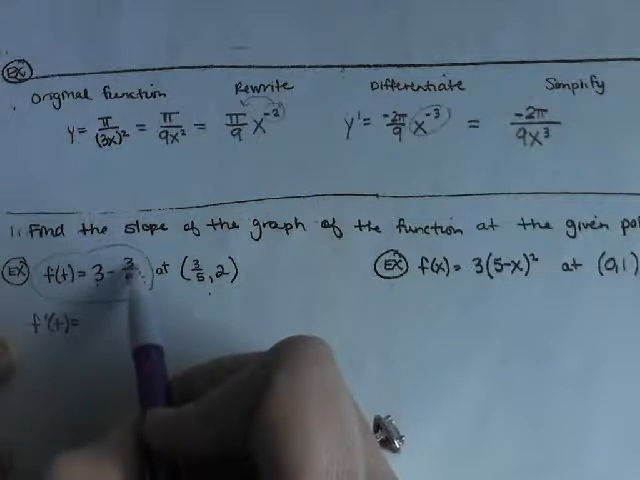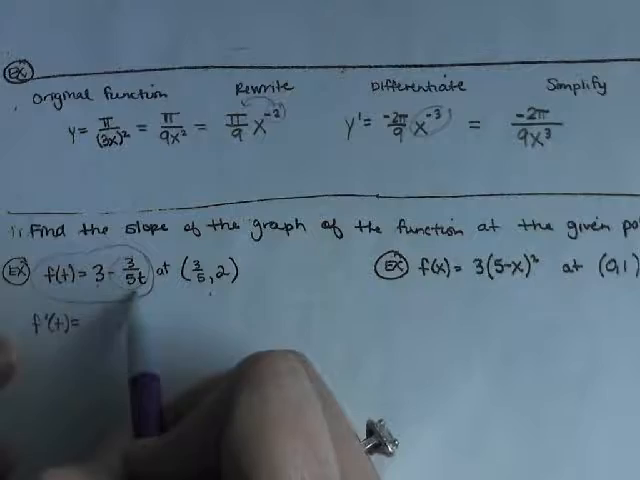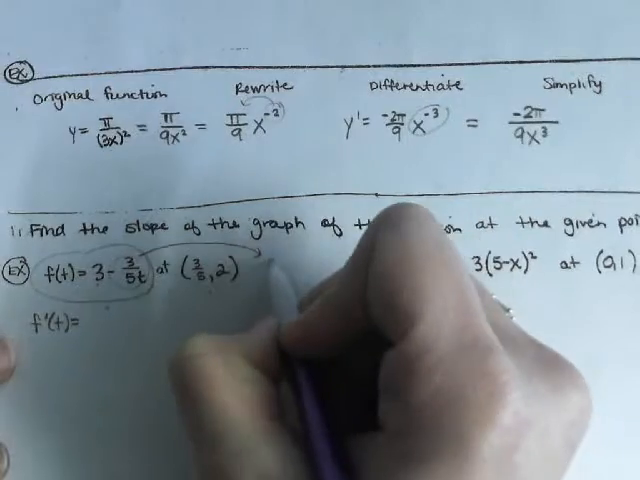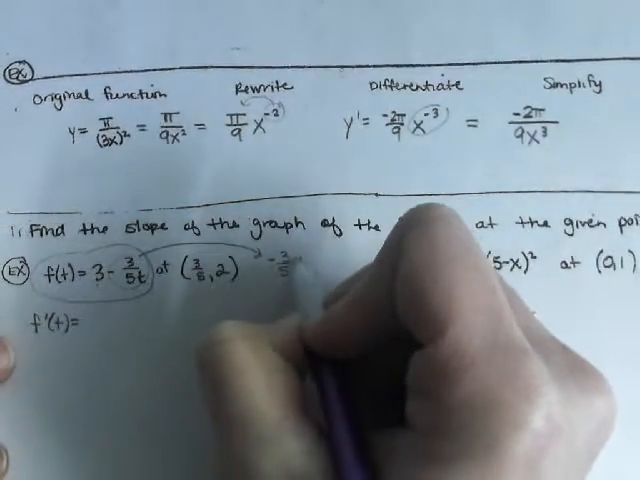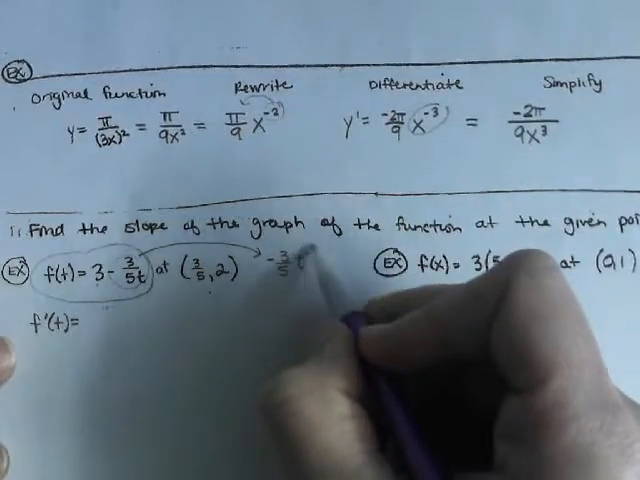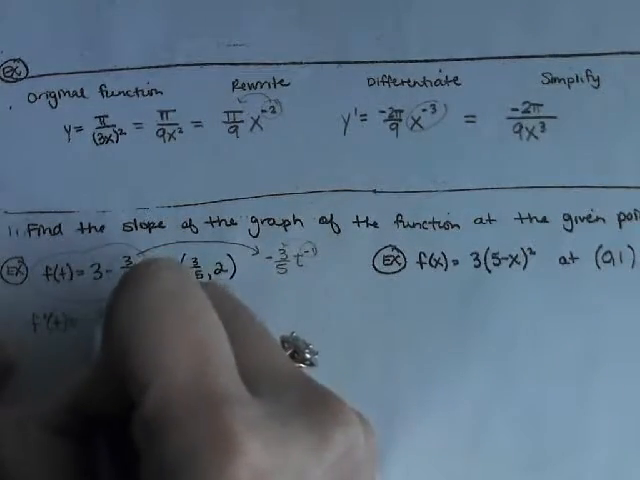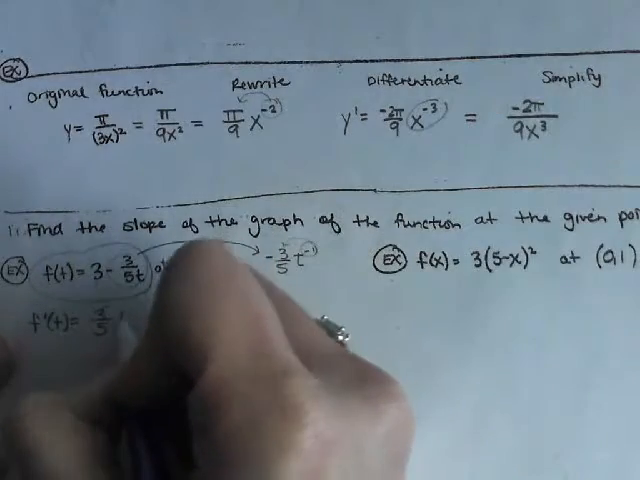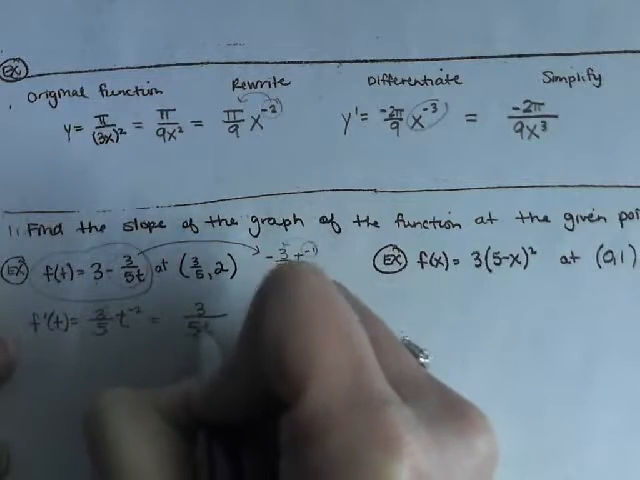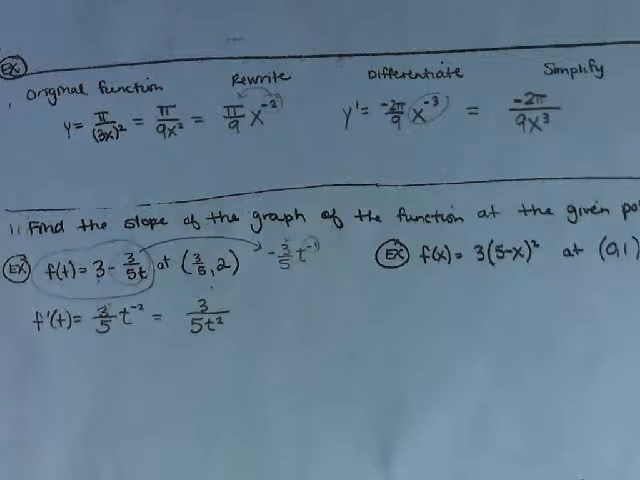And then the second part, negative 3 over 5t. I should probably rewrite that first as negative 3 over 5, t to the negative first. And then I'm bringing this negative 1 out in front, which is going to make that a positive 3/5, t to the negative second, which is going to be 3 over 5t squared. So there's my derivative.